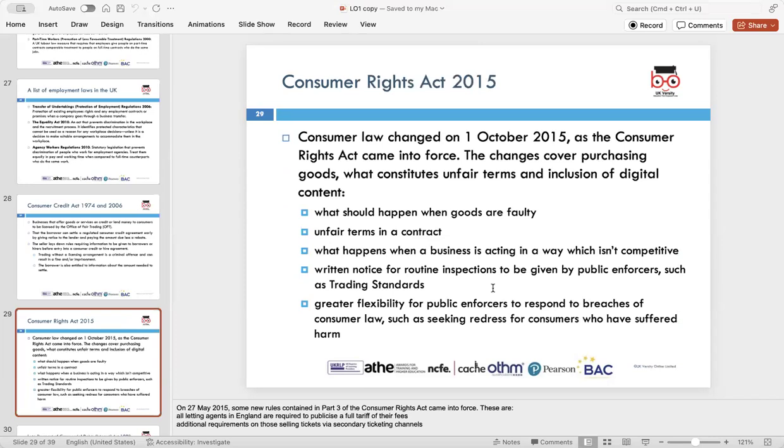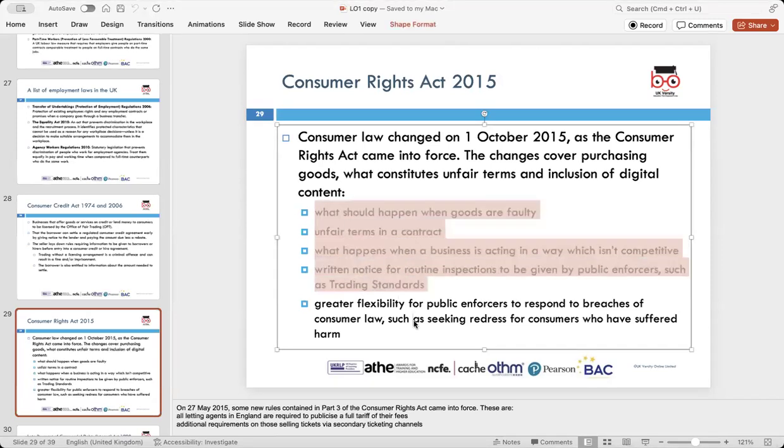Consumer Rights Act 2015 brought about a number of changes to consumer law regarding the purchase of goods, the definition of unfair conditions, and the incorporation of digital content. The modifications are as follows.